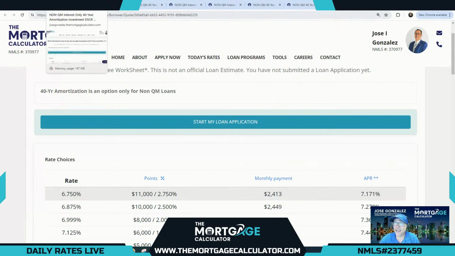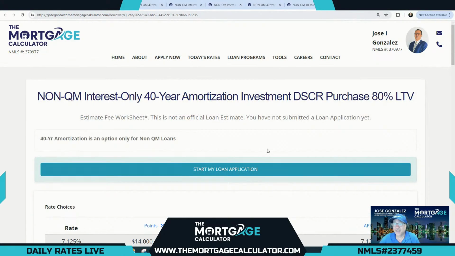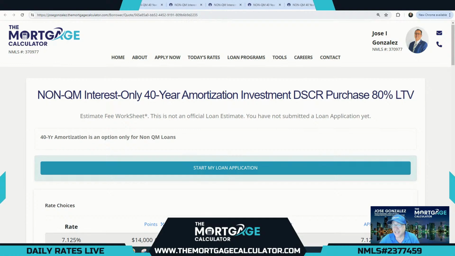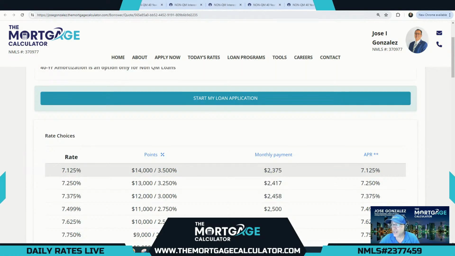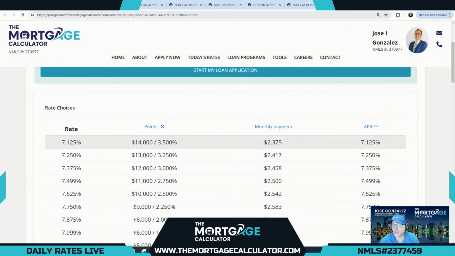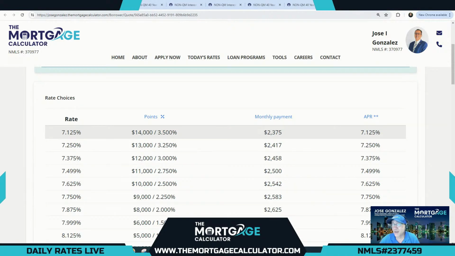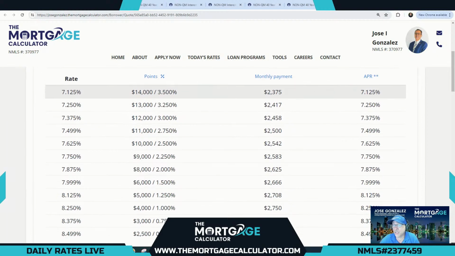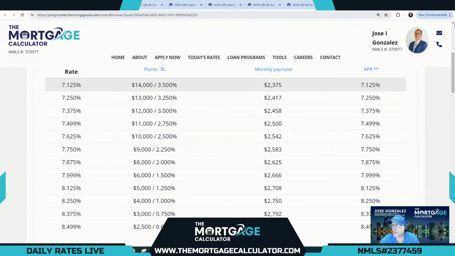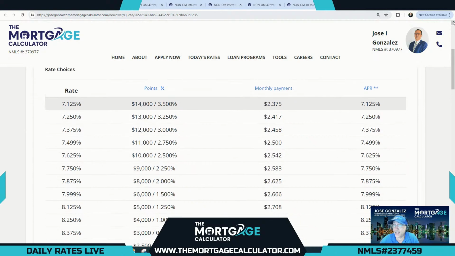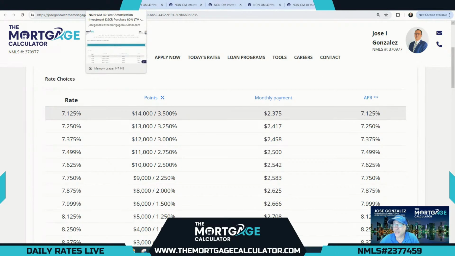And our last example here is our 40-year amortization, 80% LTV with interest only. All right, let me scroll down a little bit here and look at those rates. We added interest only, increased our lowest rate option from 6.75 to 7.125. So we increased 0.375 to get interest only. Lowest cost option here is 8.499. So very interesting here.